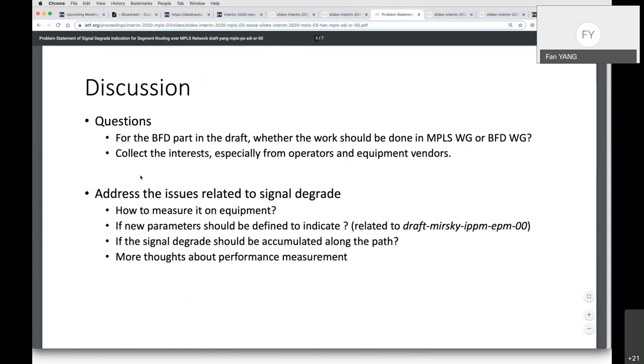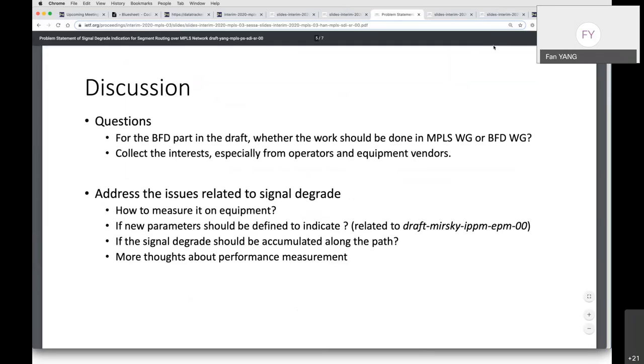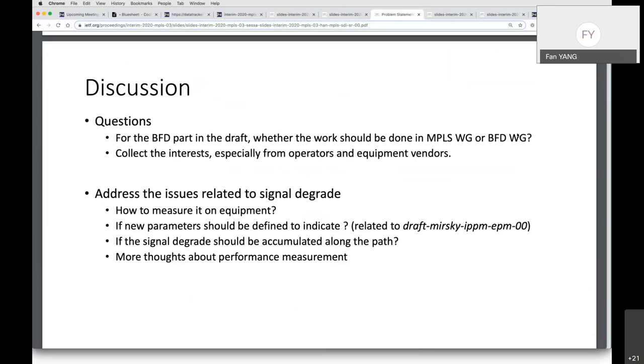Another is I would like to collect the interest, especially from the operators and the equipment vendors, if they are interested in the signal degrade indication in the networks, because during the offline discussion I feel there are different operators that do need this signal degrade indication in the MPLS or in the layer 3 network, in the layer 3 protocols.